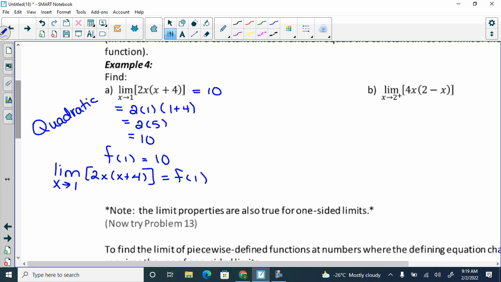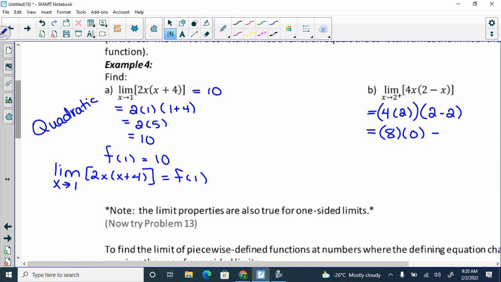So if it's a continuous function, I can just plug 2 in, even if it's from the right or from the left or at 2, correct? Because this graph is continuous. So this plus sign means from the right, but it doesn't change how we do this question. It's continuous. The left and the right and the value will all be the same because it's quadratic. So we can just plug it in. 4 times 2, and then 2 minus 2. So it's 8 times 0.